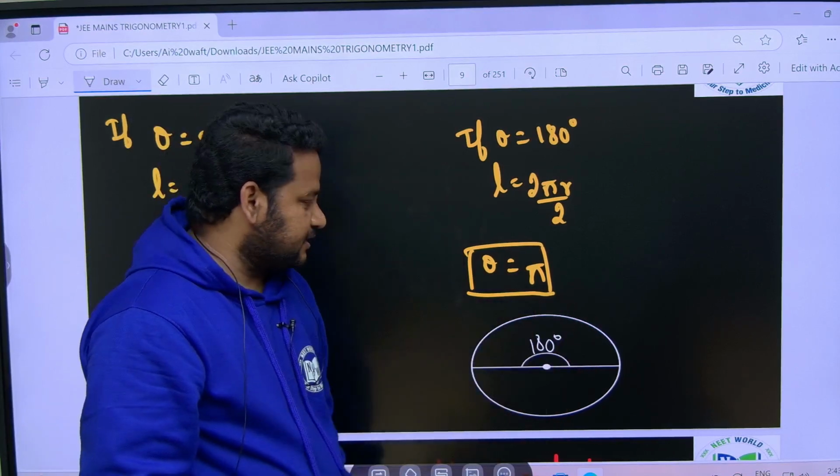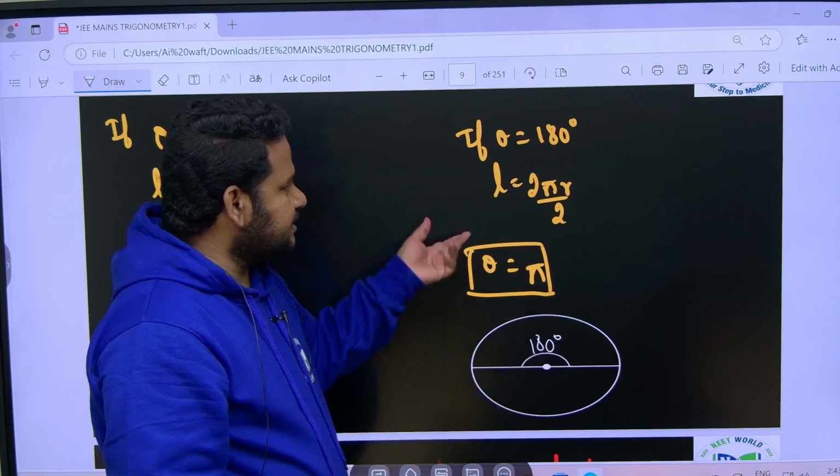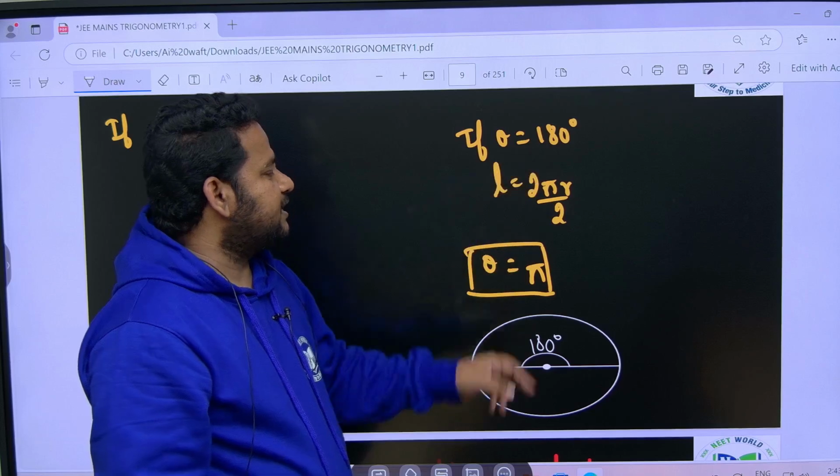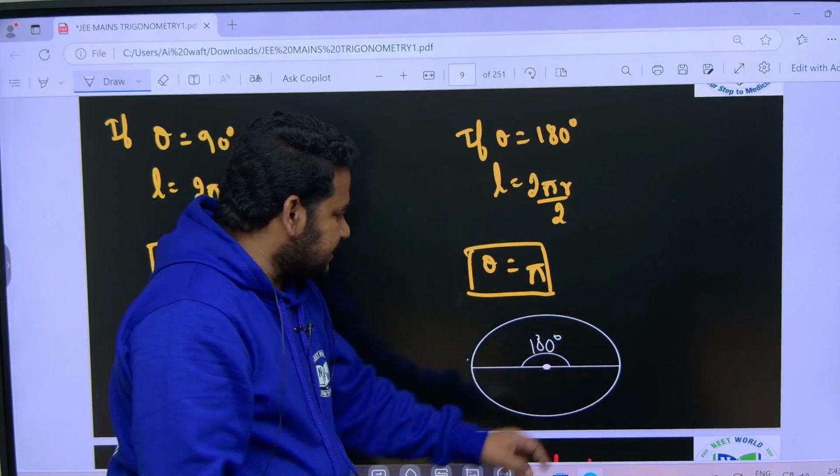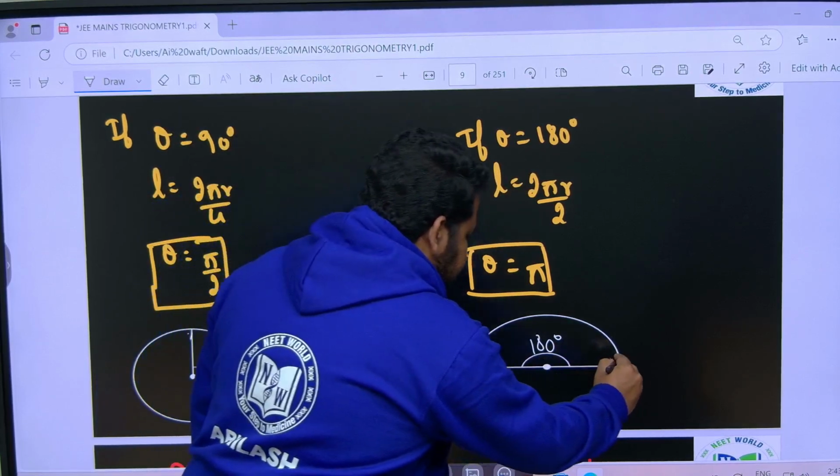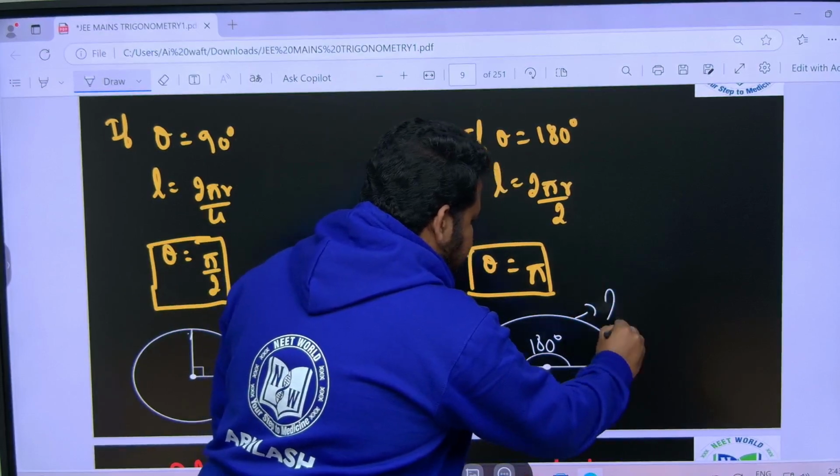This is the diameter you can take. This angle is what? 180 degree. So theta is equal to L by r. Theta is equal to 180 degree. So if I talk about this arc, suppose this is A and this is B. This length is L.